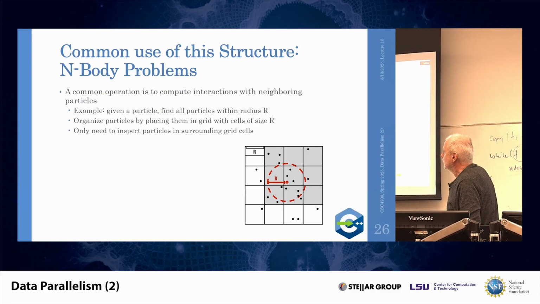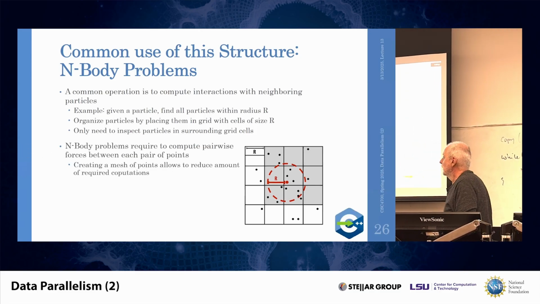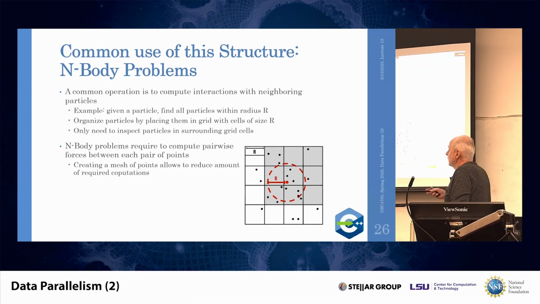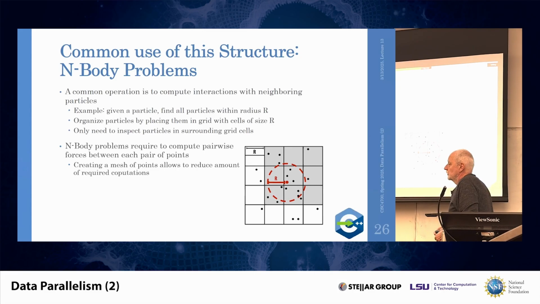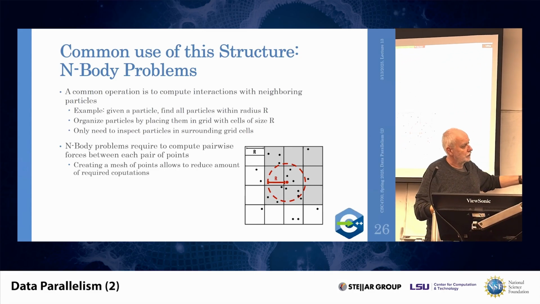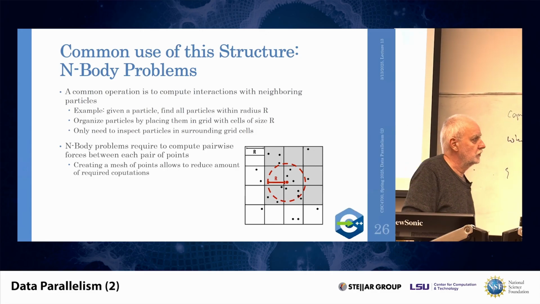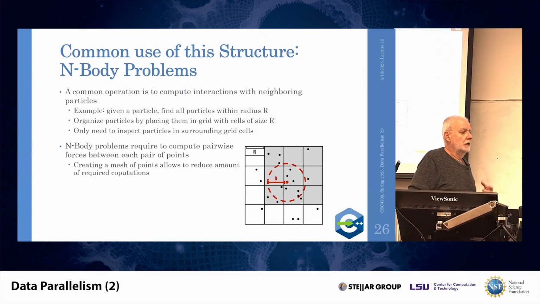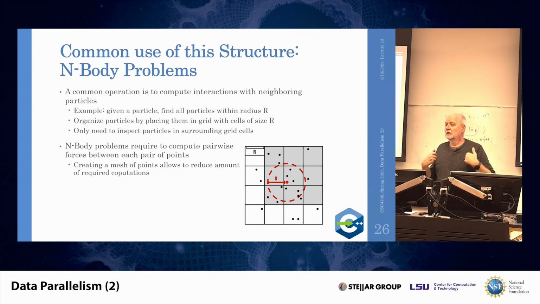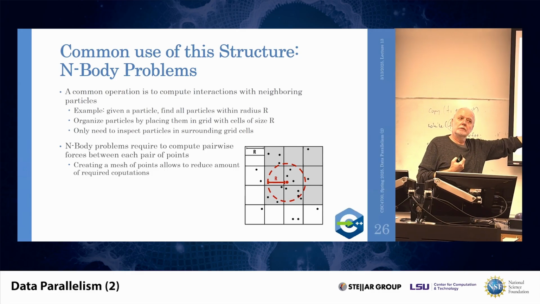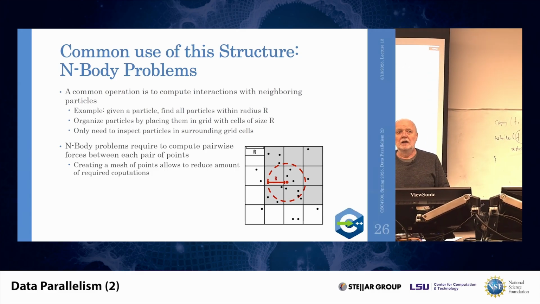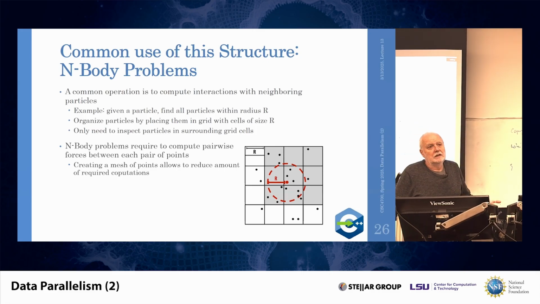So in n-body problems, as I said, the computer requires pairwise forces between each pair of the points, and creating a mesh of points allows us to reduce the amount of required computation significantly, especially when you have a very large system like a galaxy you want to look at. You can ignore the forces of stars that are at the other end of the galaxy with regard to our own sun, right? So why do the computation if the impact of those stars that are far away is, well, you can ignore them essentially.